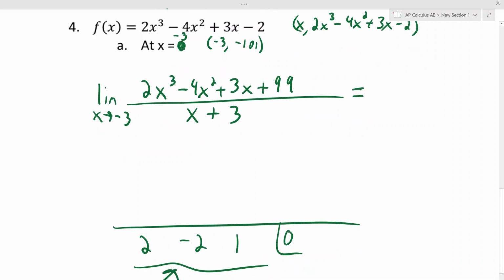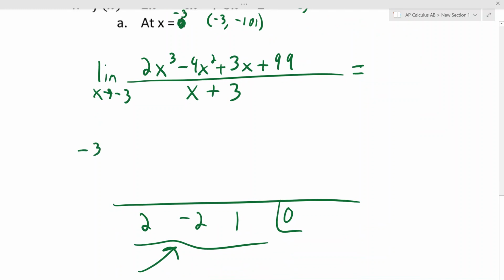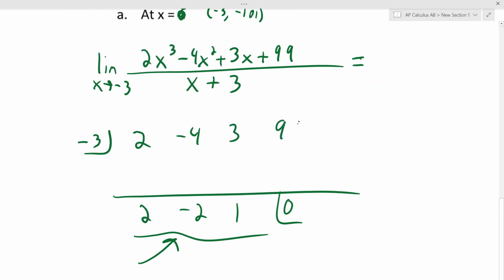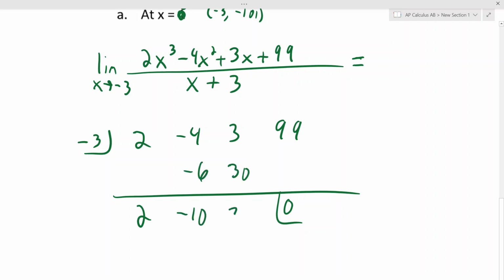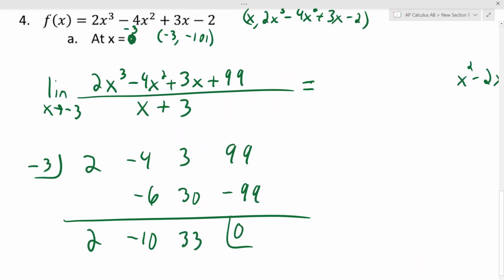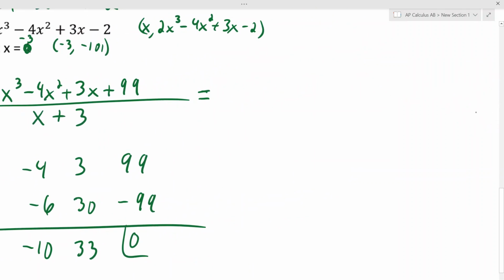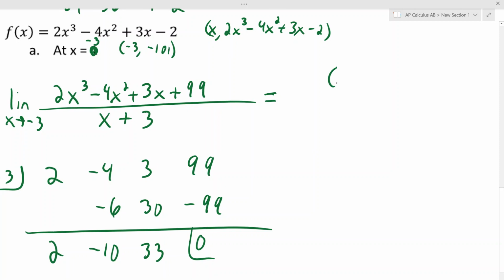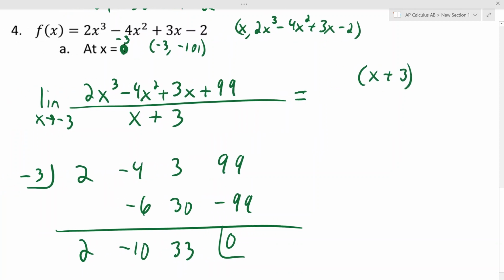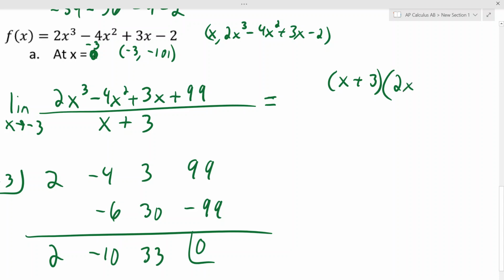And if I plug negative 3 into that, I'm going to get 0, which means I can put a negative 3 here, a 2, a negative 4, a 3, and a 99. And all I'm doing is factoring this equation. So we bring down the 2, negative 6, negative 10, 30. This is 33 times negative 3 is negative 99, and that adds up to 0 like we expected. So that numerator factors into x plus 3 times 2x squared minus 10x plus 33, all over x plus 3.